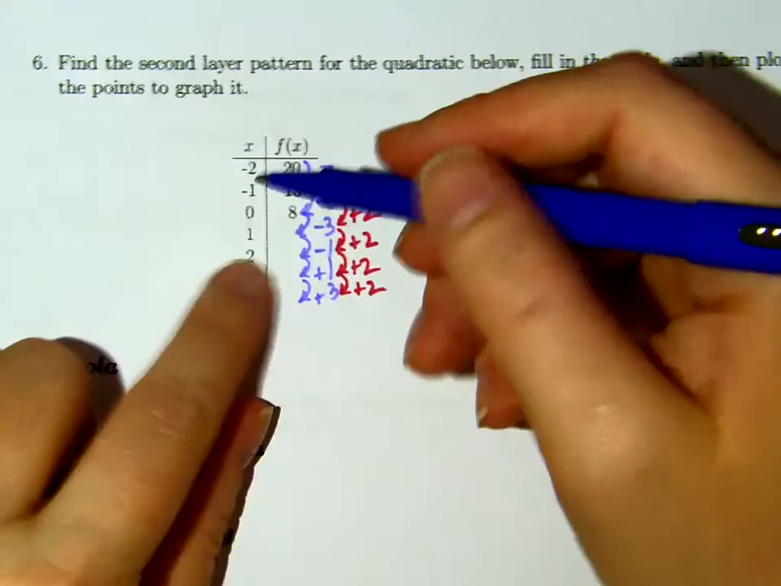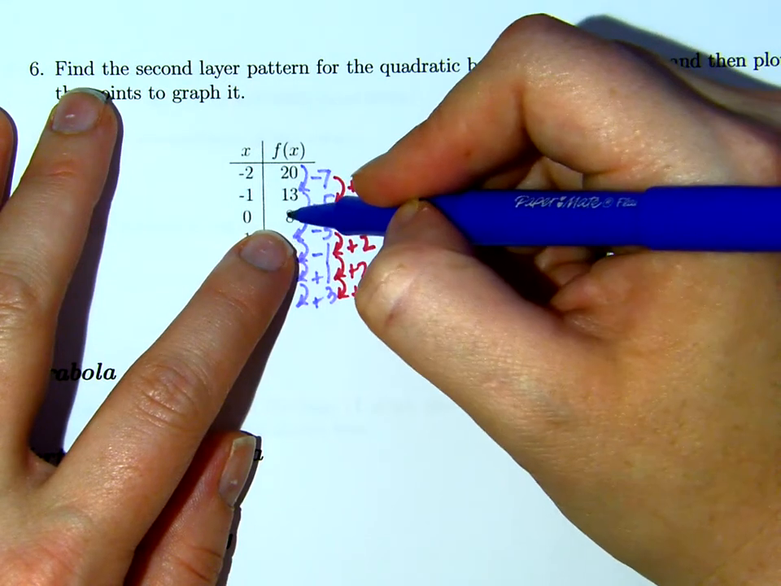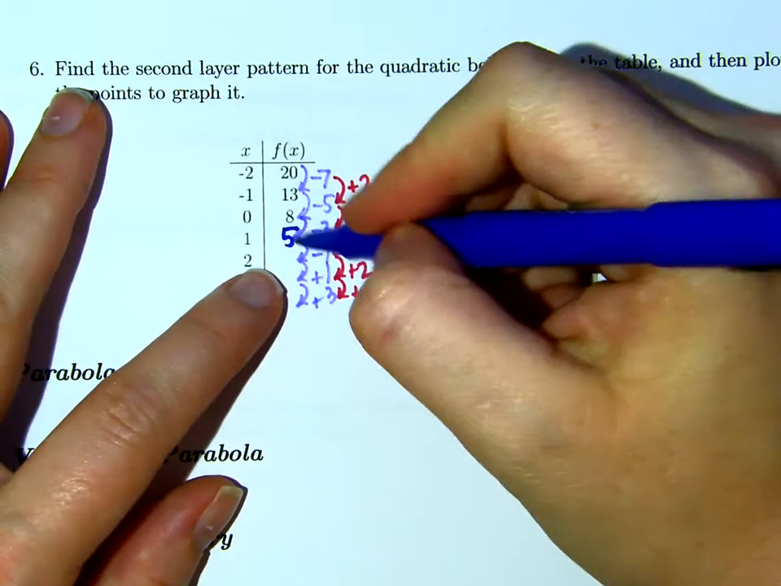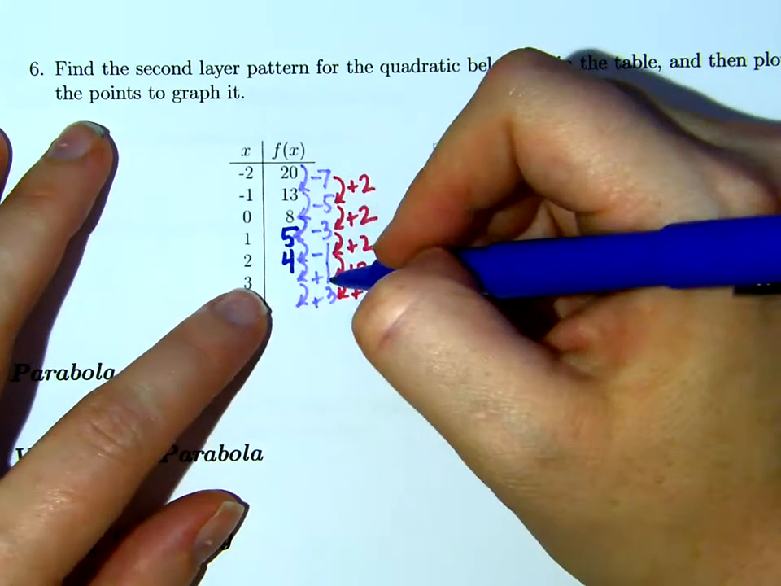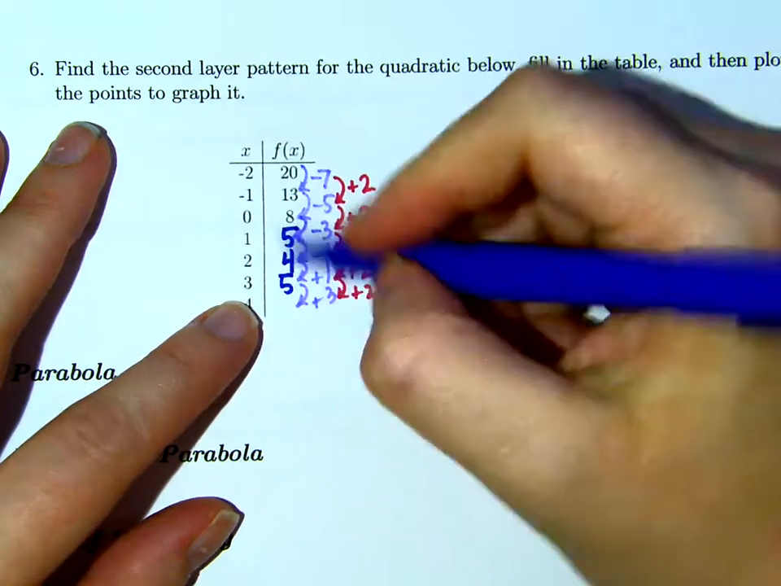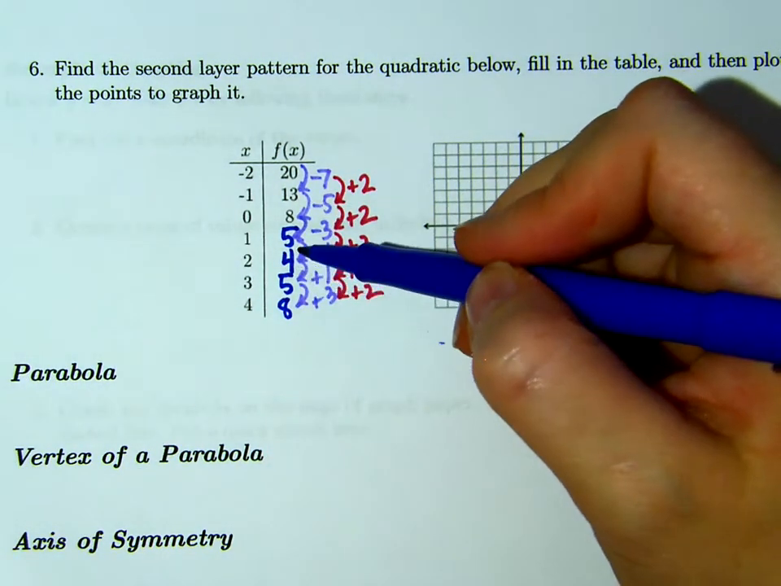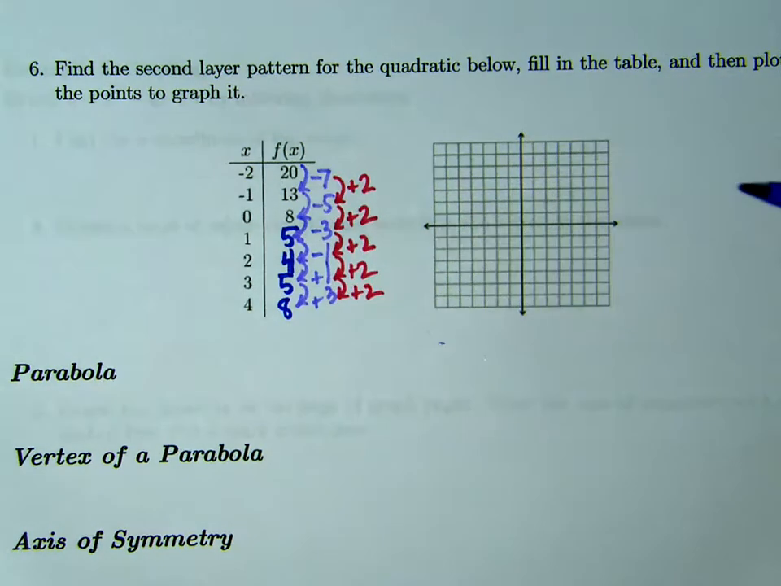All right, so let's see. 13 minus 5 makes 8. 8 minus 3 makes 5. 5 minus 1 makes 4. 4 plus 1 makes 5. 5 plus 3 makes 8. I'm starting to see the mirror image right around this 2, 4 point. There's a mirror going up and a mirror going down.